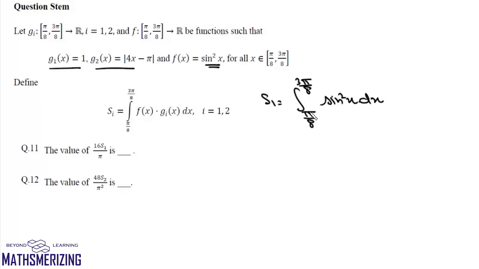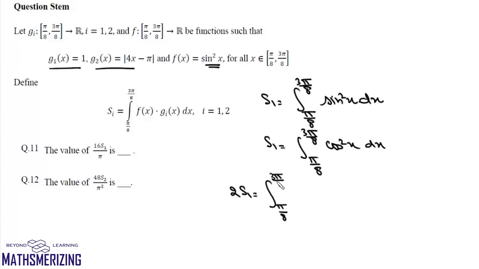Now we'll use the property. Now a plus b in this case is pi by 2. So we can write this s1 as the integral from pi by 8 to 3 pi by 8 of sine pi by 2 minus x, and sine pi by 2 minus x is cos. So it will be simply cos square x dx. Now we add these two. So we can write 2s1, and it will be the integral from pi by 8 to 3 pi by 8.